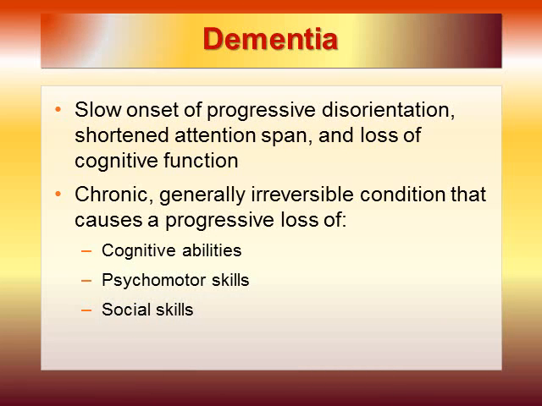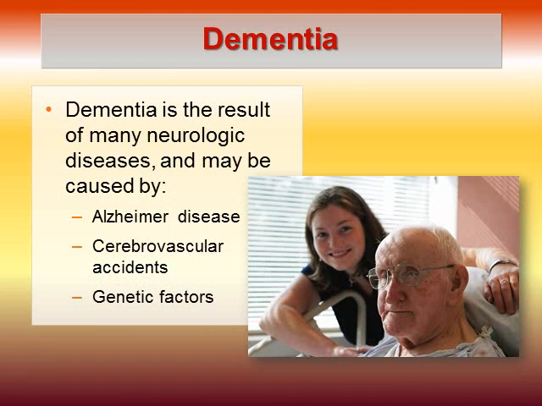Dementia is another issue. This is the slow onset of progressive disorientation, shortened attention span, and loss of cognitive function. Often this is attributed to Alzheimer's. However, there are a few other disease processes that are part of dementia or that bring about dementia. Normal aging is not a cause of dementia. Dementia could also be caused by cerebrovascular accidents, by strokes.